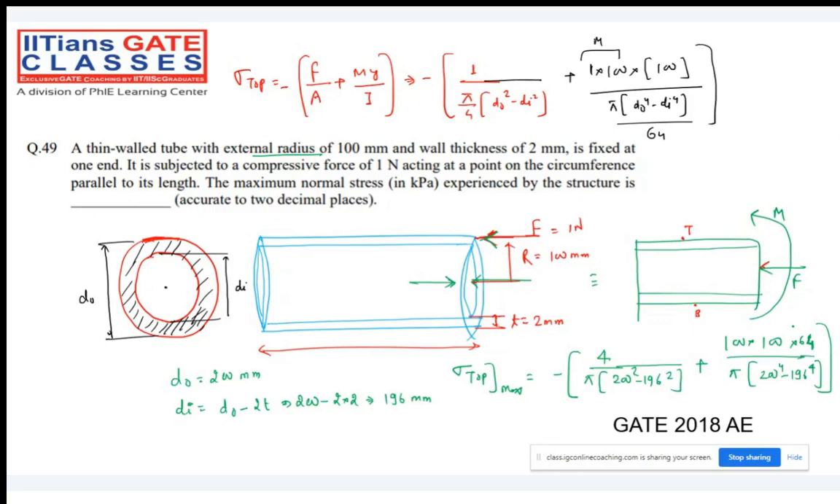They are asking in kilopascal, while the final answer will be in megapascal. If I convert megapascal into kilopascal, I need to multiply by 1000. So if you calculate all this, you will get approximately minus 2.44. This will be the answer. Do not forget to mention the negative sign, because they have not asked for the magnitude of the maximum normal stress, they have asked for the maximum normal stress. So we have to include the minus sign in examinations. Sometimes they mention negative value for compressive and positive value for tensile and give the hint, but sometimes they won't give the hint.